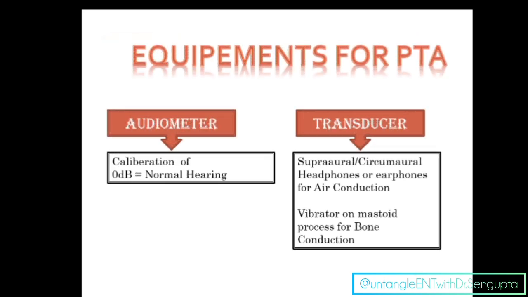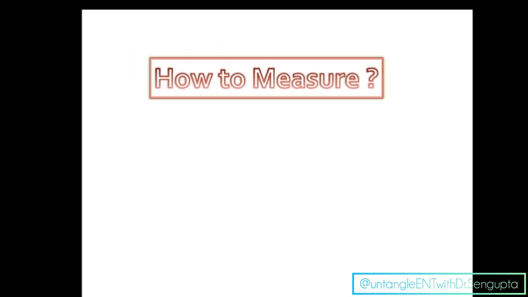So, what are the equipments needed for doing a PTA? There is a machine, or we call it audiometer, which is calibrated as 0 decibel being the normal hearing, and a transducer having two cables, one for air conduction, other for bone conduction. The cable for bone conduction is placed over the mastoid process, the vibration passes through that, and the cable for air conduction can be supraaural or circumaural headphones or earphones.